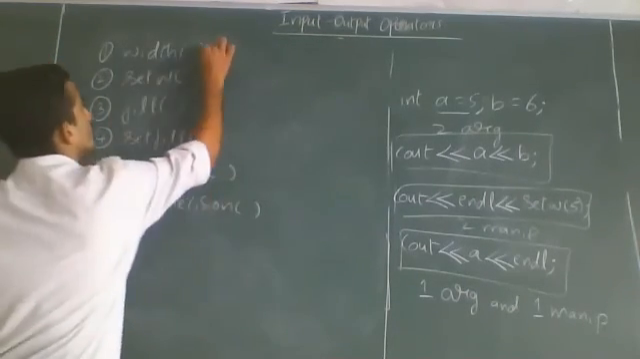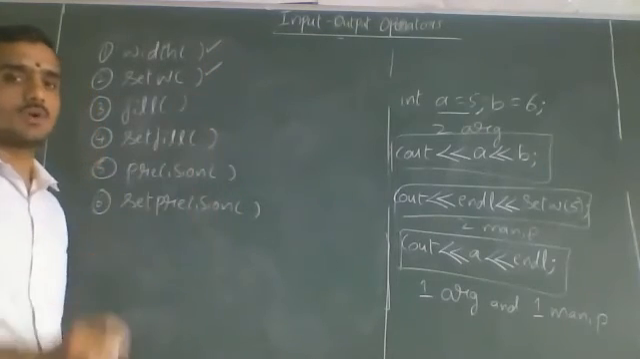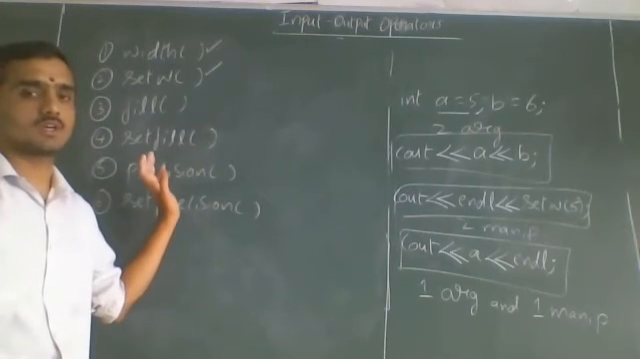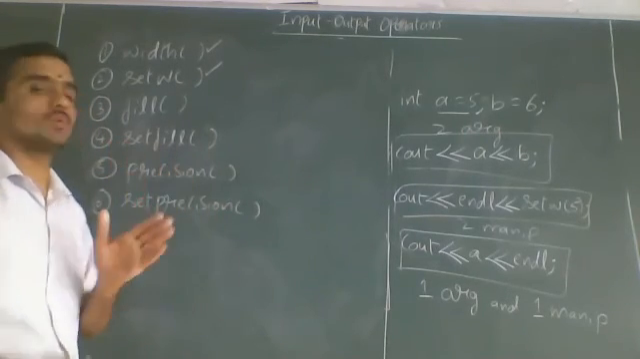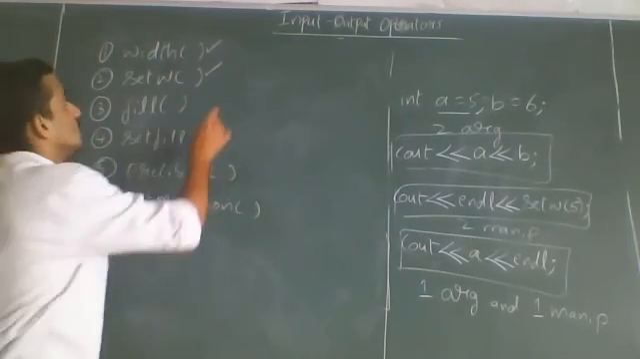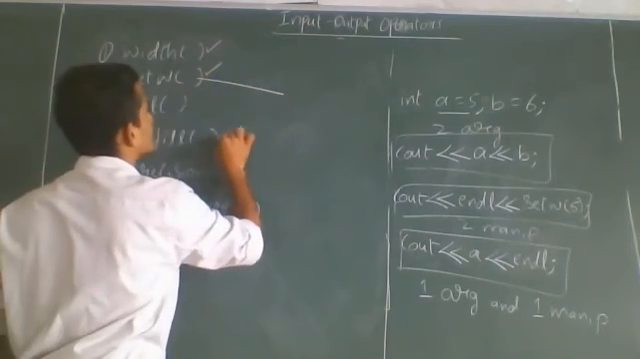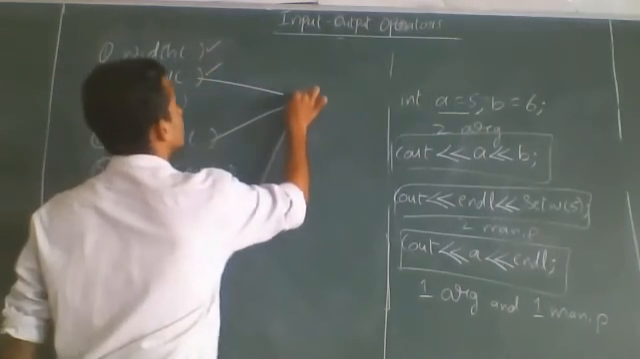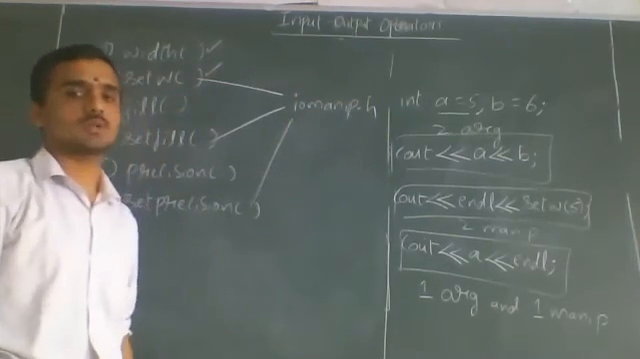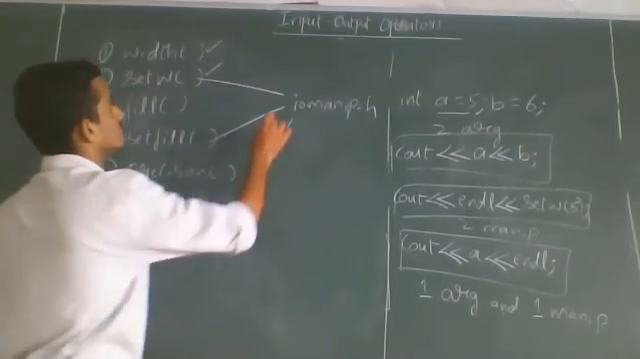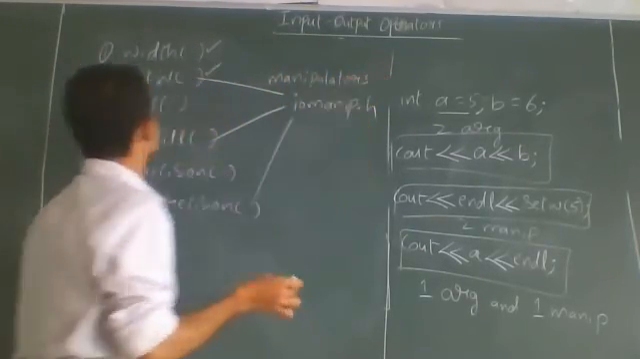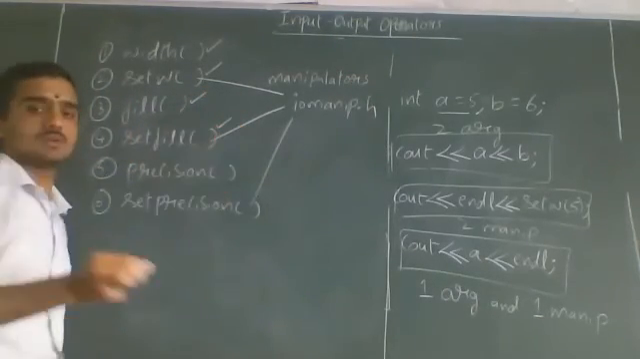Width and setw do the functionality of setting some space on the output screen. We have looked at the example. Some space on the output screen before the value, on the left side of the value. And for setw, setfill and setprecision, this header file is a must: hash include iomanip.h. You have to write it in the program. These are called manipulators. You have to remember this also.